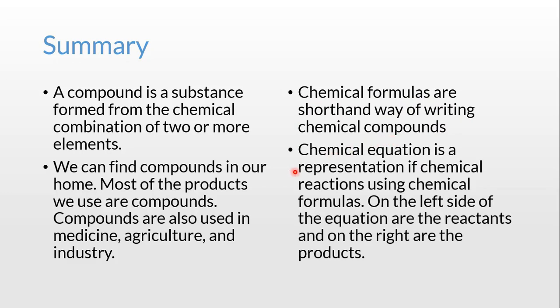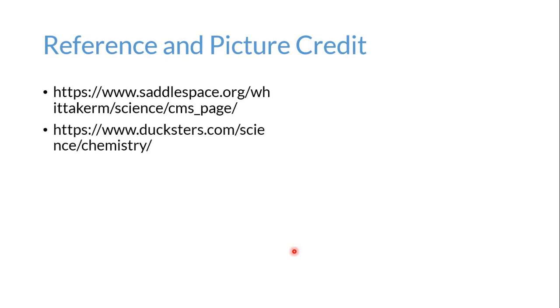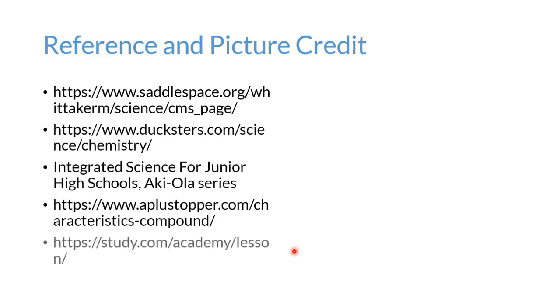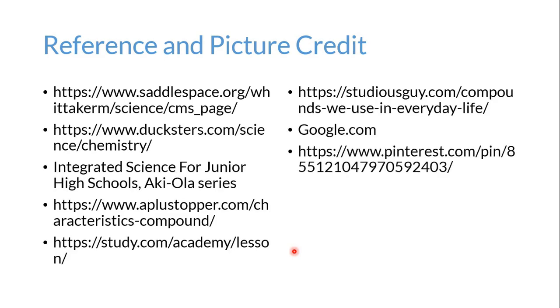Also, chemical equations are a representation of chemical reactions using chemical formulas. On the left hand side of the equations are the reactants, and on the right are the products. Take note of that.